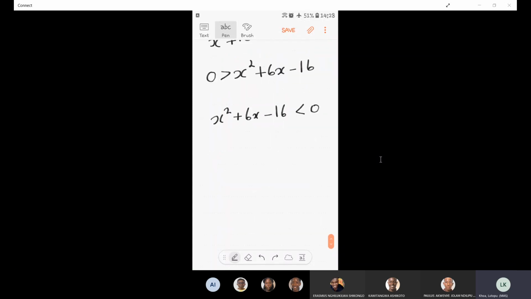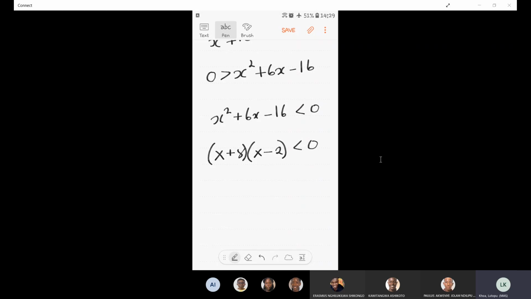Okay, so we see if it can be factorized by looking for two numbers that when you multiply them, the answer is negative 16, and when you add them, the answer is positive 6. The two numbers are 8 and negative 2. So you open your brackets, you put your x, you put your two numbers, positive 8, negative 2. Okay, so it's factorized, then follow the same procedure.